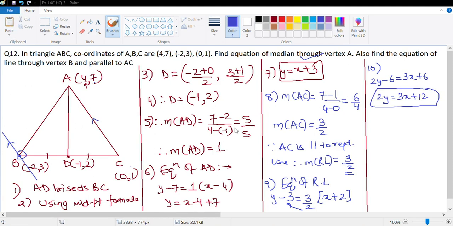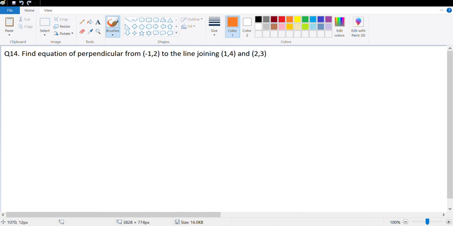The next one that we have is question number 14. It says find the equation of the perpendicular from negative 1 comma 2 to the line joining this. What we basically have is this is that line joining AB.